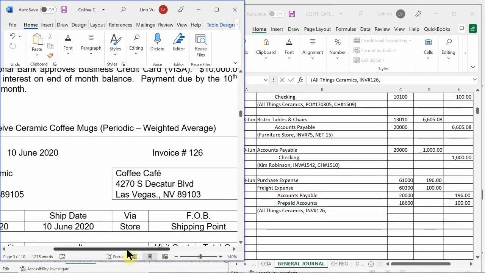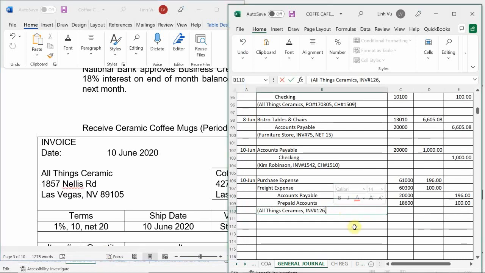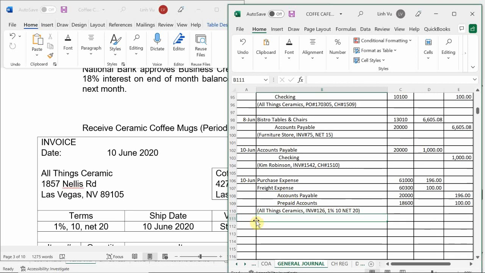Yep. I am given terms that I can take advantage of 1% if I pay within 10 days. If not, it's due in 20. So I'm also going to make a note that I have terms of 1%, 10, net 20. So I only have 20 days to pay this bill. Okay. There you go. So let's go ahead and update my ledger, and then I'm going to show you how to update your subsidiary ledger. Okay.